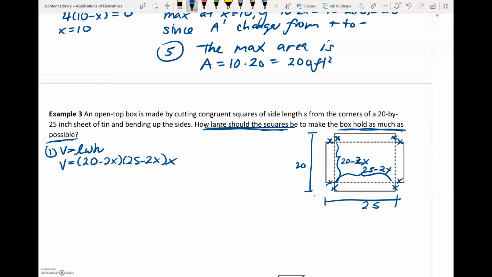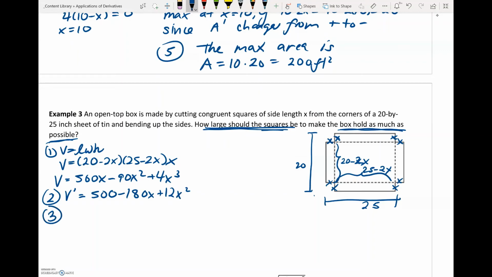Because we have our length, width, and x is our height. Now we want to simplify this. So if you multiply this through, this is 500x minus 90x squared plus 4x cubed. So that is the function we're trying to optimize, trying to optimize a volume. Second step is to take the derivative of this, which will be 500 minus 180x plus 12x squared.